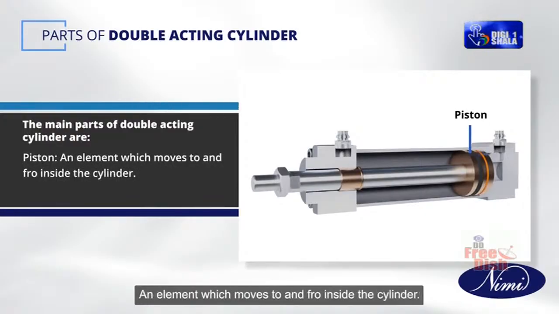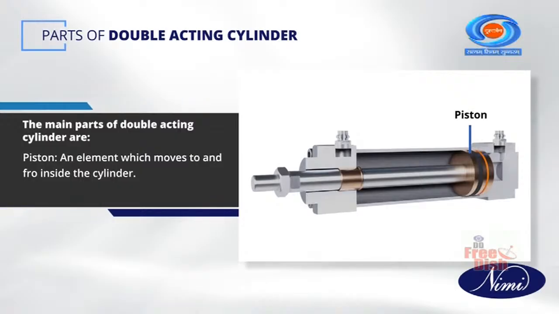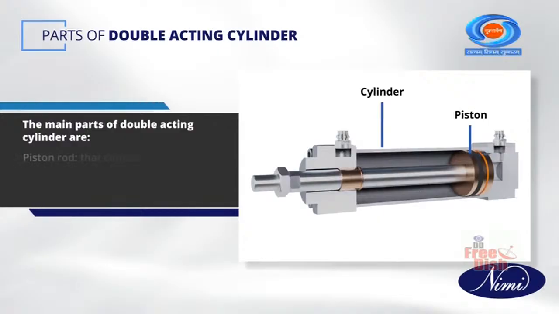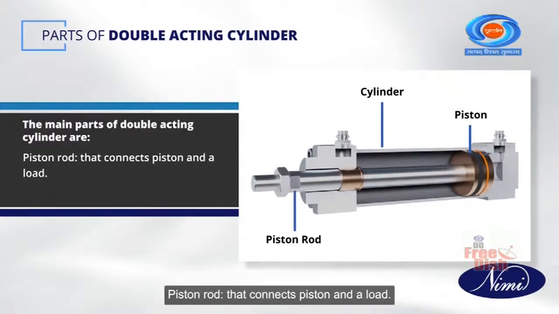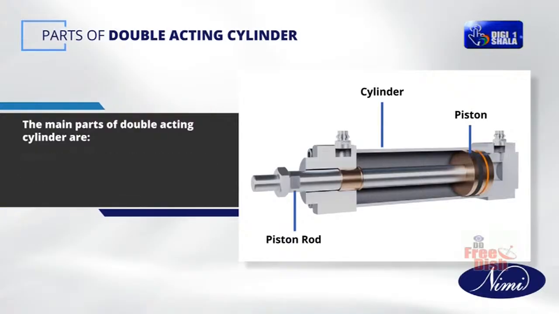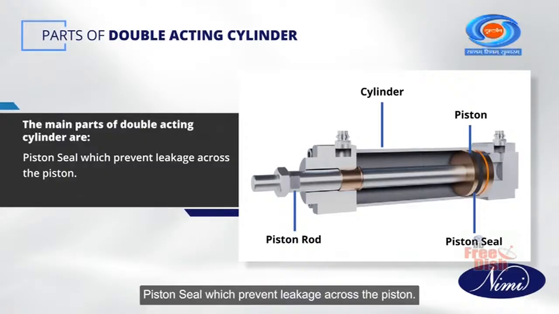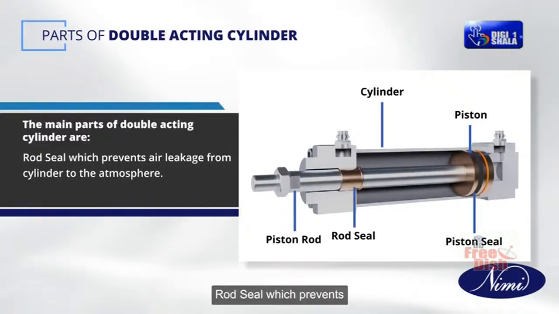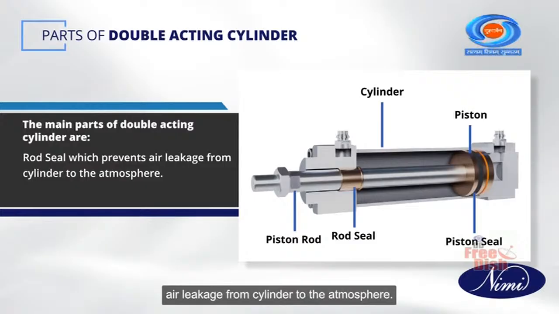Piston, an element which moves to and fro inside the cylinder. Cylinder that confines air for the piston movement. Piston rod that connects piston and a load. Piston seal which prevents leakage across the piston. Rod seal which prevents air leakage from cylinder to the atmosphere.